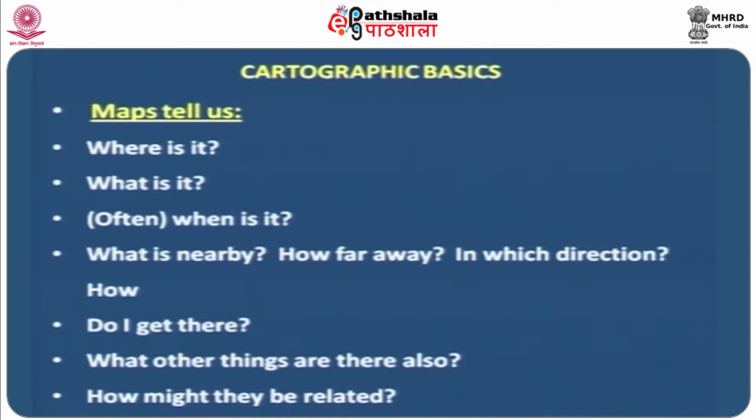We say: where am I, or where is it? What is it? If a specific thing is there, what is that? When is it? Sometimes you may also have an option to find out when an incident happened. What is nearby, and from my point of origin, how far is it, in which direction, and to what extent? Is it possible for me to get to that particular point from my point of origin? And we also would like to know what the other things in the surrounding are and what the relationship between them is. So, these are the various things we get from a map.